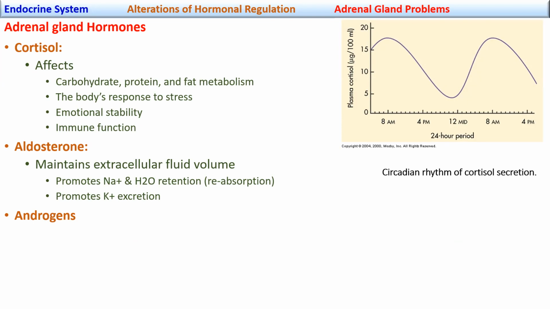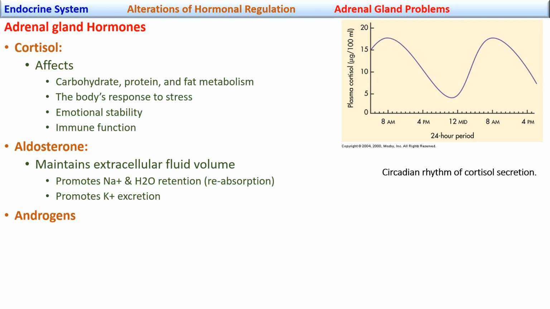So now the cortisol, this is the function of the cortisol. Carbohydrate, protein and fat metabolism, the fight-flight response to stress, emotional stability, and immune function. This explains the pathophysiology, or the rationale, for the immunosuppression in those patients who take steroids. So steroid therapy is immunosuppressant, and we'll explain later on the mechanism by which the steroid leads to the immunosuppression.